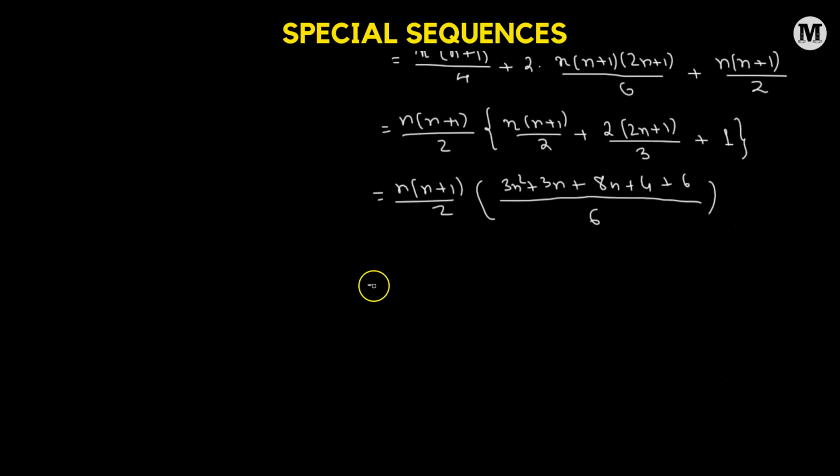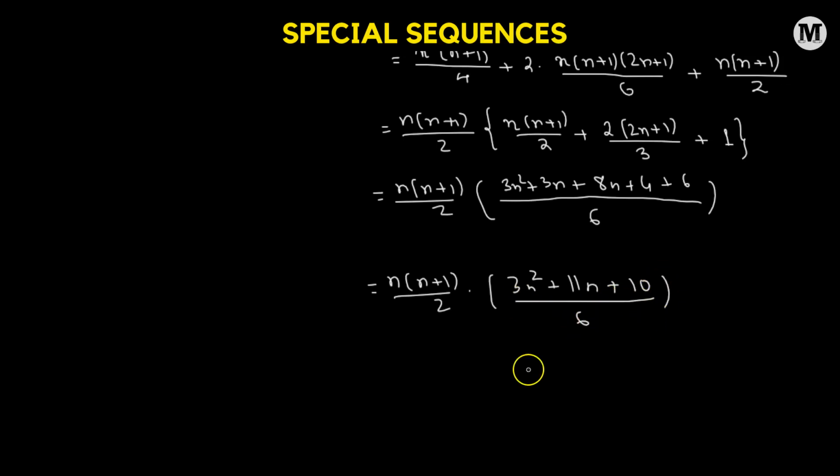We're going to get n times (n plus 1) divided by 2 multiplied by (3n squared, added to 8n plus 3n, that's going to be 11n, added to 10) divided by 6. Okay, so furthermore, we can factorize 3n squared plus 11n plus 10. That's going to give us (3n plus 5) multiplied by (n plus 2), whole divided by 12.